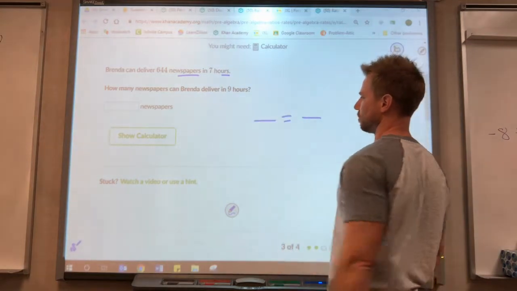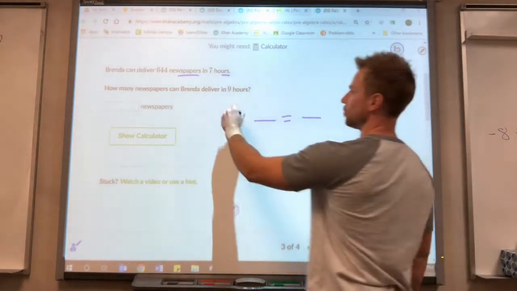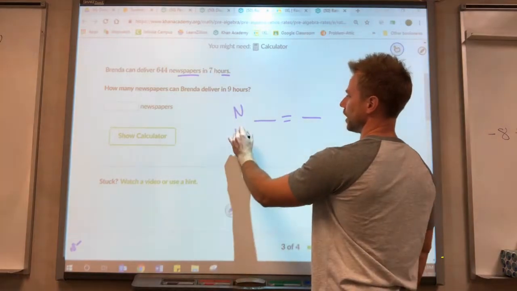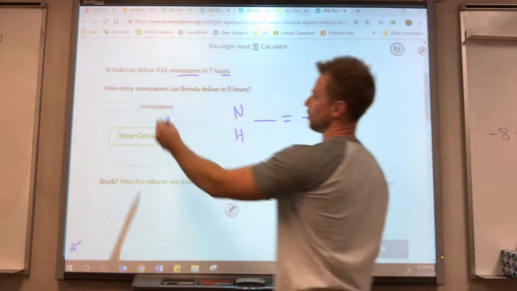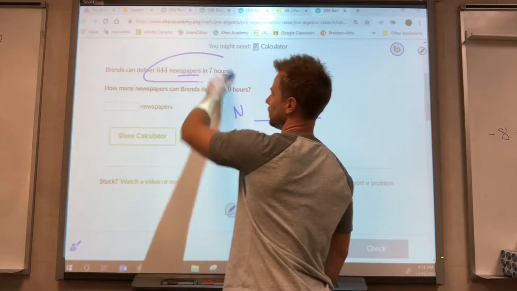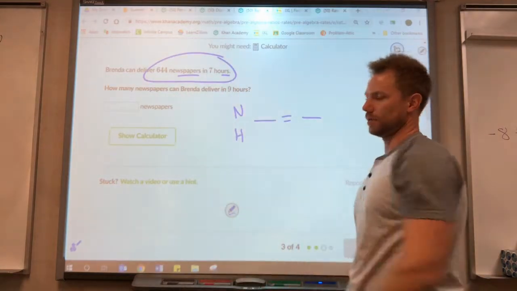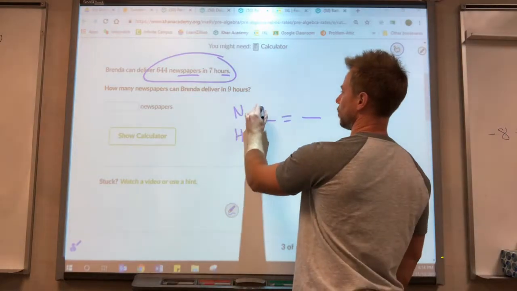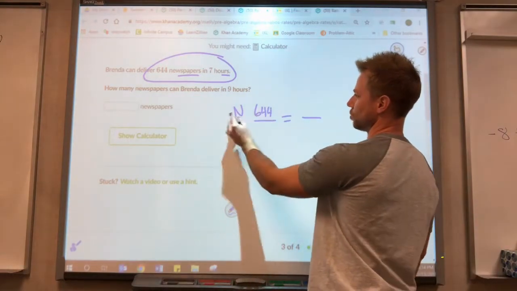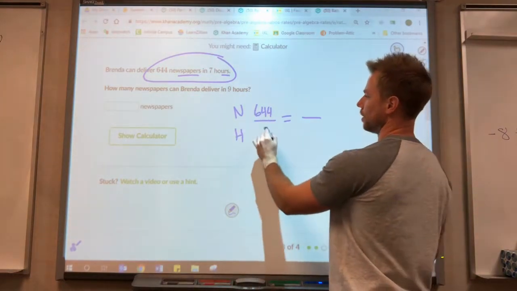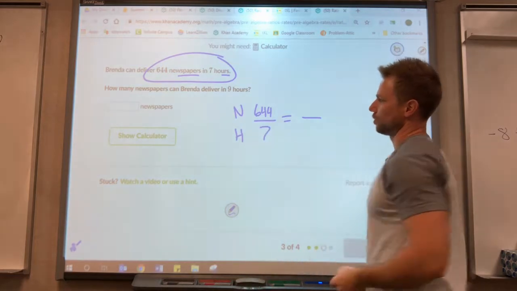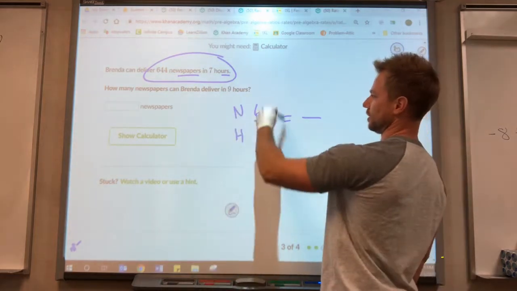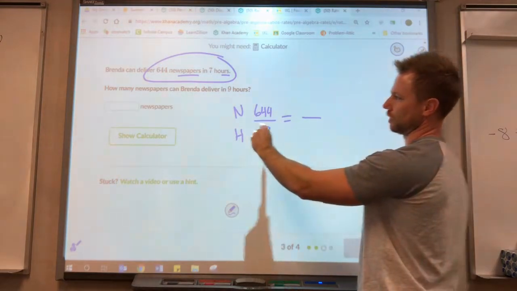All right, I'm gonna set up a proportion with labels. We have newspapers and we have hours. Remember, if the numbers are in the same sentence, they're gonna go in the same ratio together. So we have 644 newspapers. That goes with N where the newspapers are. 7 hours goes with H where the hours are. They're in the same sentence, so they're in the same ratio together.